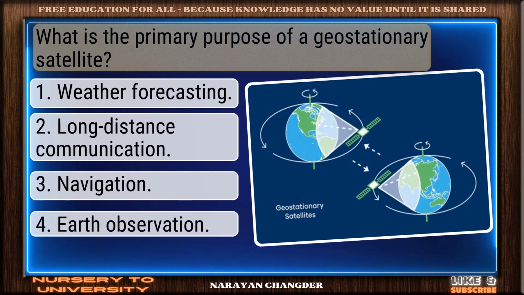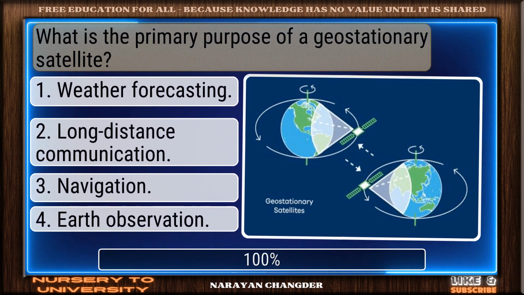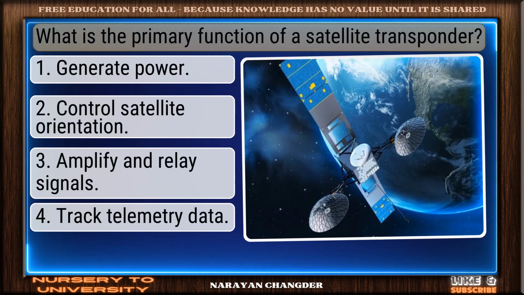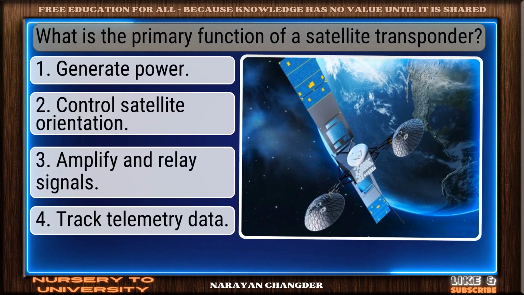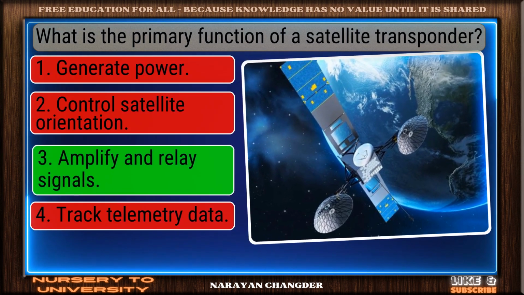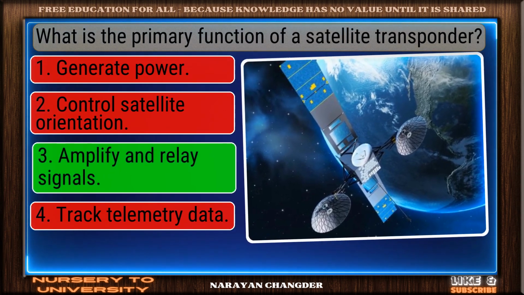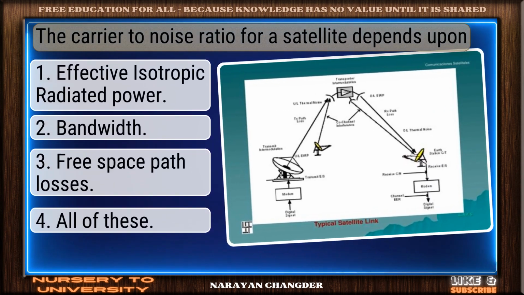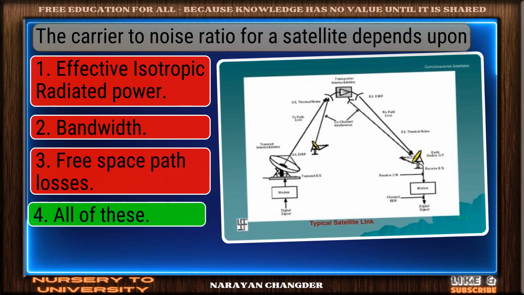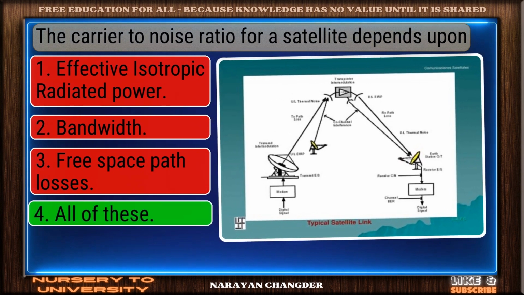What is the primary purpose of a geostationary satellite? Excellent. Long-distance communication is a brilliant choice. What is the primary function of a satellite transponder? Strong choice. Amplify and relay signals is the right answer. The carrier-to-noise ratio for a satellite depends upon. You're right. All of these is the correct answer.